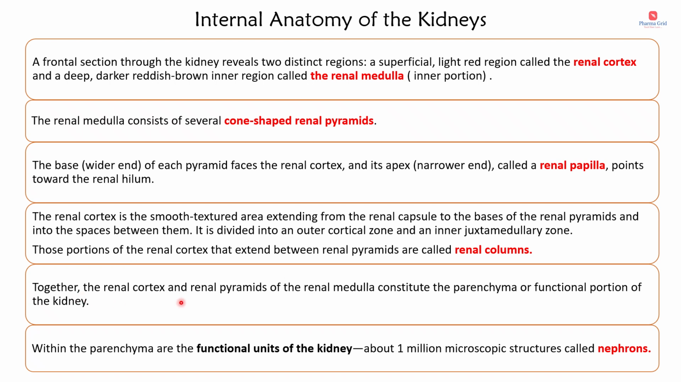Together, the renal cortex and renal pyramids of the renal medulla constitute the parenchyma, or functional portion, of the kidney. Within the parenchyma are the functional units of the kidney, known as nephrons. Each kidney contains about 1 million microscopic structures called nephrons. This we will see in detail once we explain the structure, so then it will be easier.